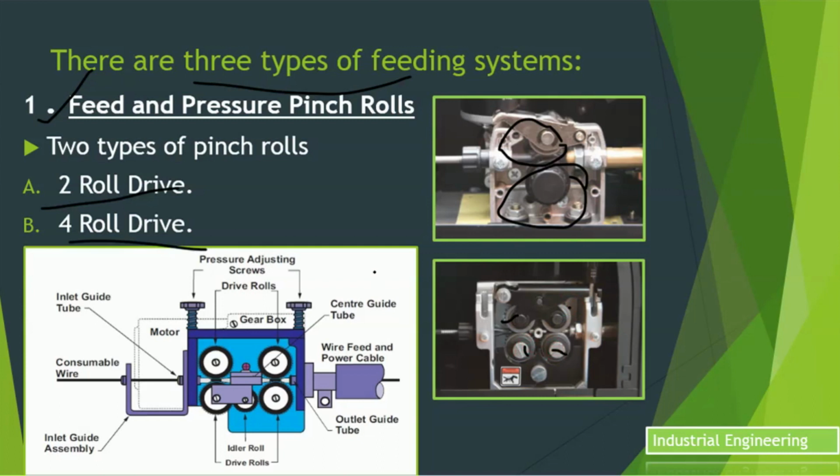This is how the wire feeder actually looks from the inside. The consumable wire enters from this inlet guide tube and comes out from this outlet guide tube. These four rolls are rotating to push the electrode inside the torch.